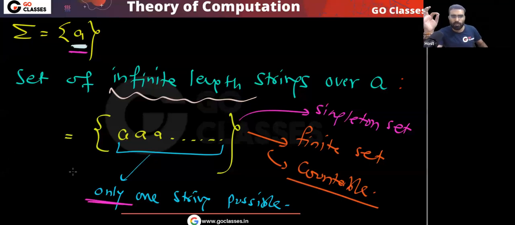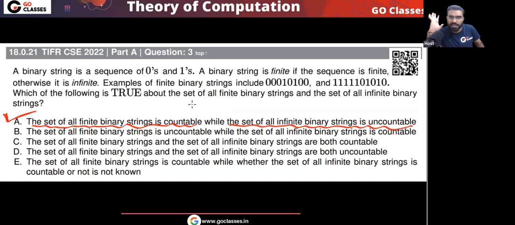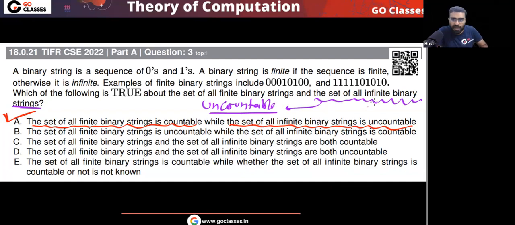So this is just a small point I wanted to tell you. Is this clear? Let me know. So remember, the set of all infinite length binary strings is uncountable. Why? Because you can create uncountably many strings. Infinitely many, I can say uncountably many strings you can create.